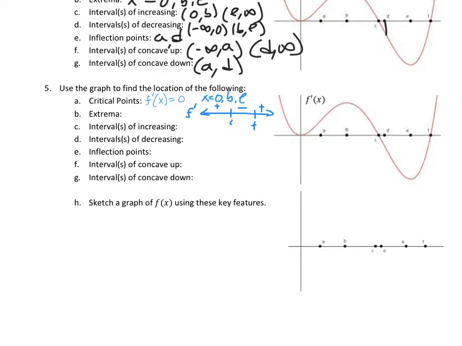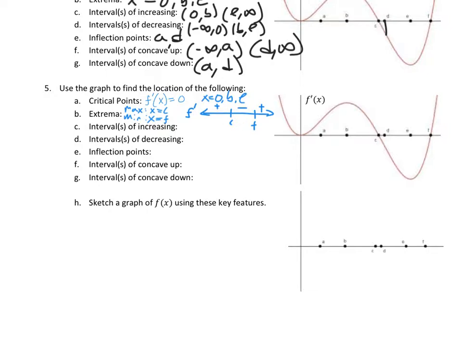So c is going to be a max. Max at x equals c, and we have a minimum at x equals f. Point f, that is. All right, so that's a key. So this 0 here is not an extrema in this case, all right? Because the sign of the derivative does not change.